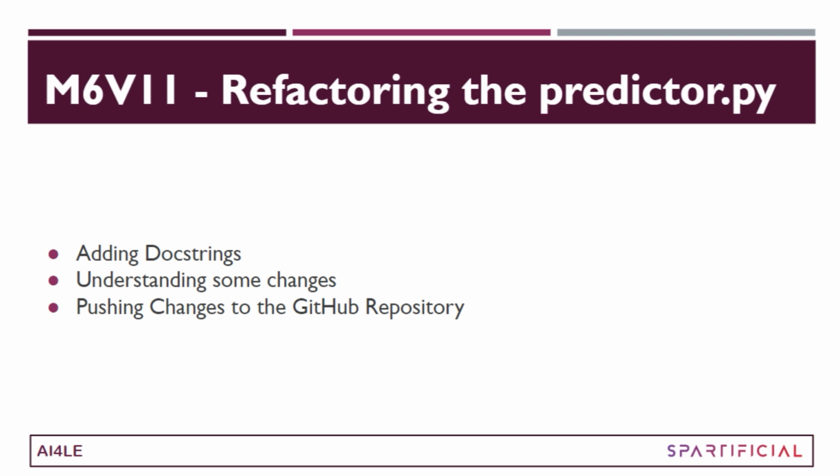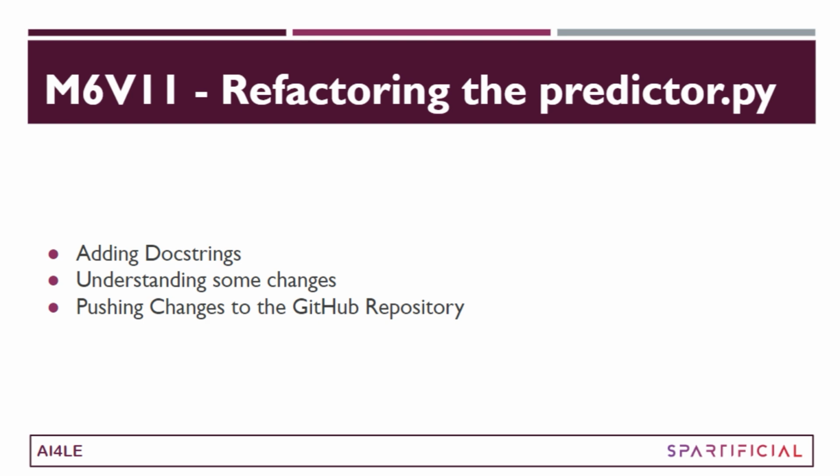Hello guys, welcome to the 11th video of module 6, and here we are going to refactor the predictor.py. We are going to start by adding the docstrings, understand some little bit of changes that we have done to the previous predictor.py file, and then finally push all these changes to the GitHub repository.